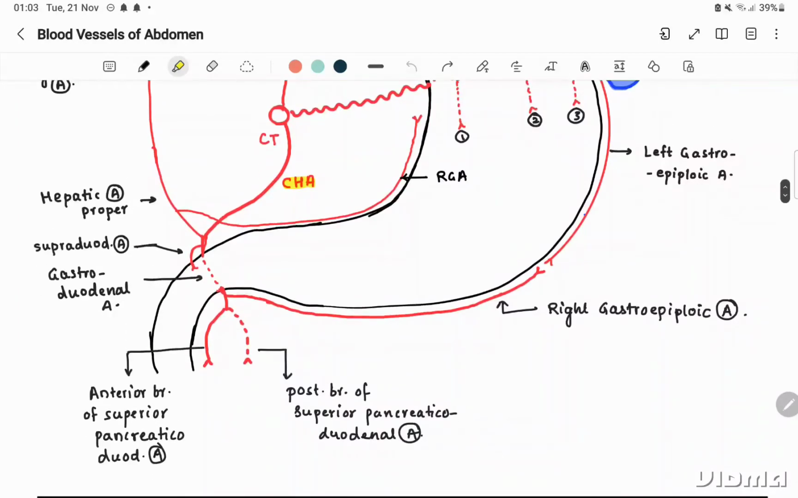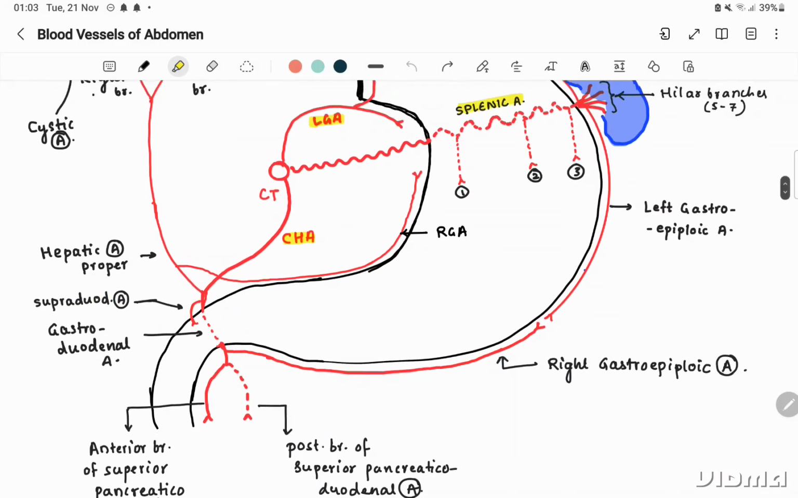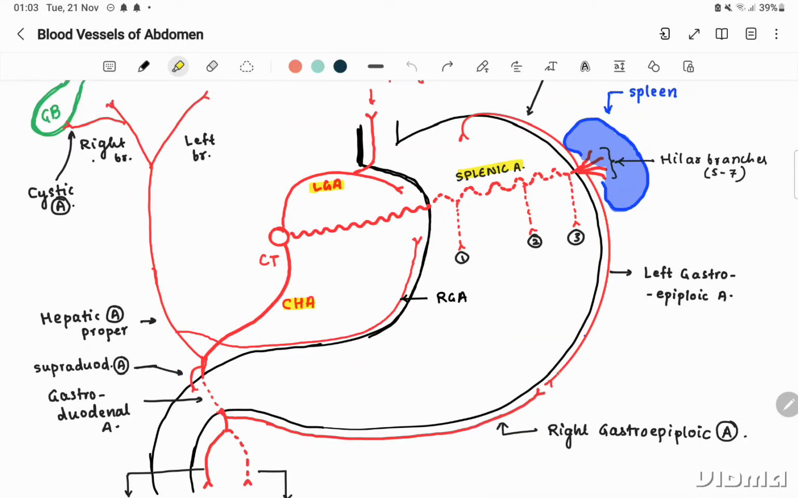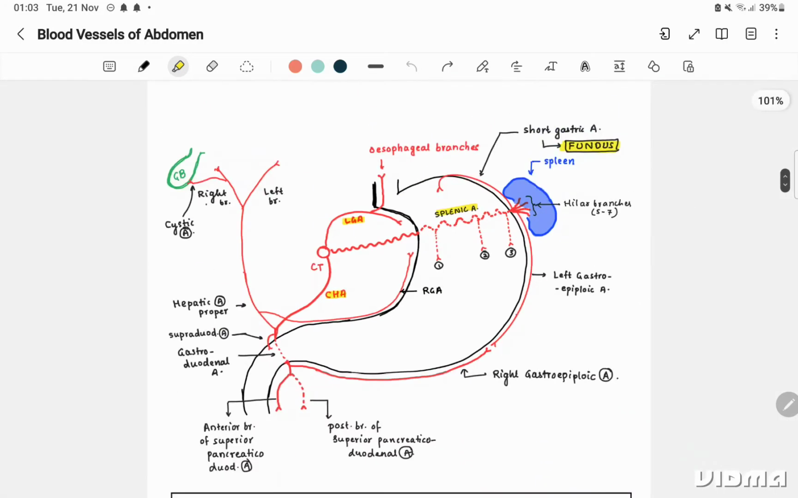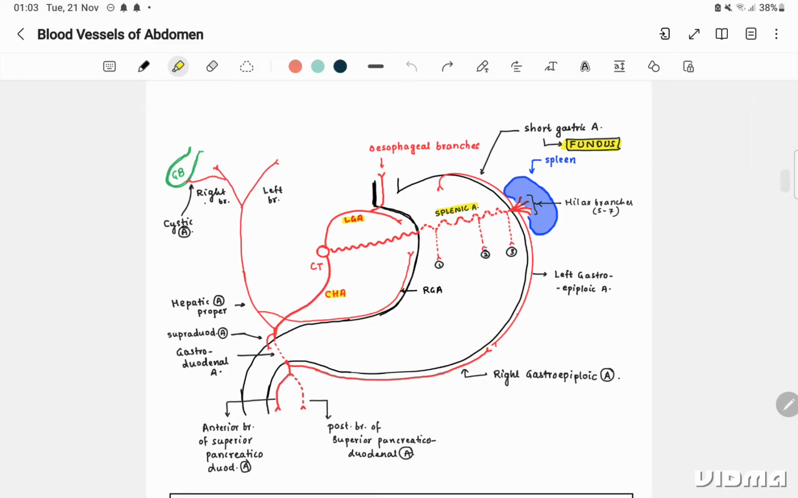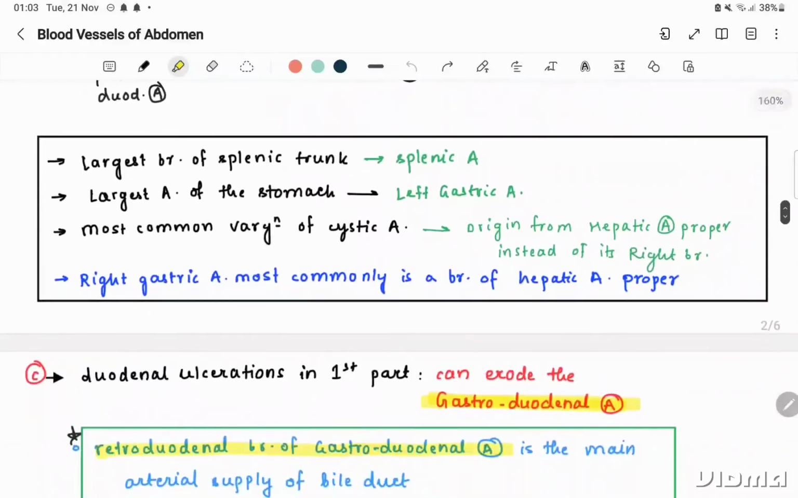Understood? Then, arising from the gastroduodenal artery, we have our right gastroepiploic artery, which will supply the greater curvature. Then we have the left gastroepiploic artery also, which supplies the rest of your greater curvature. The lesser curvature is supplied by the left gastric artery and the right gastric artery. This completes the arterial supply of the stomach. When we discuss the stomach, it will be easy for us.